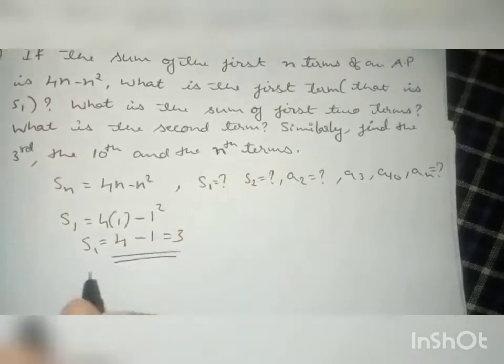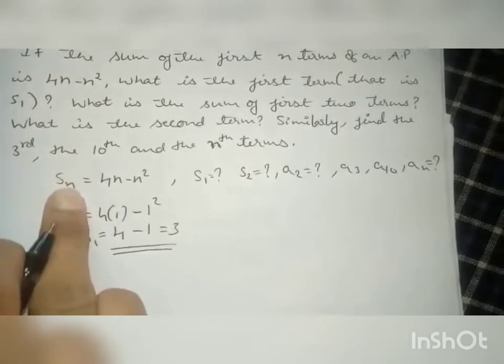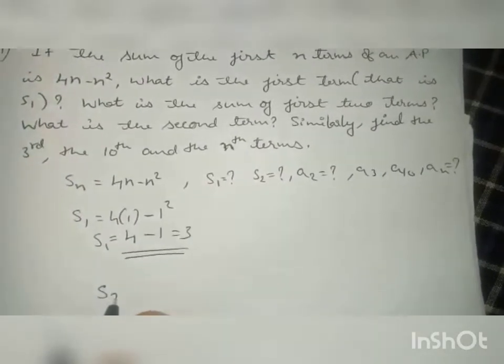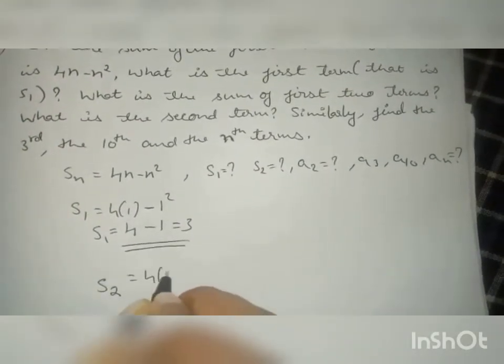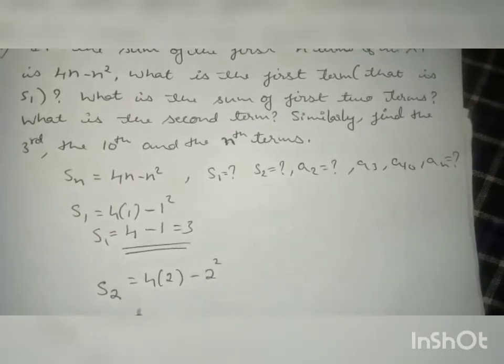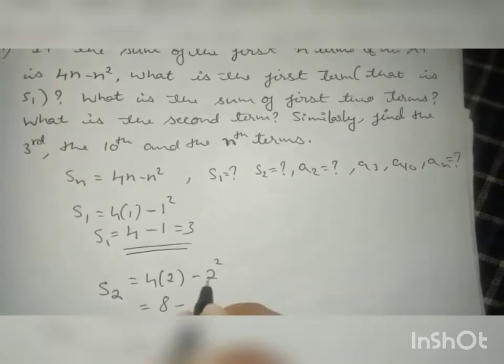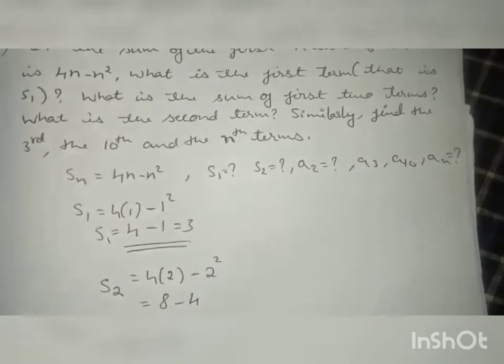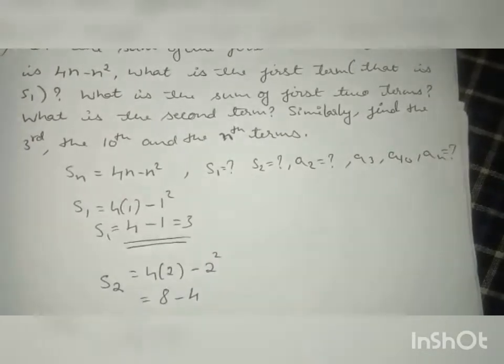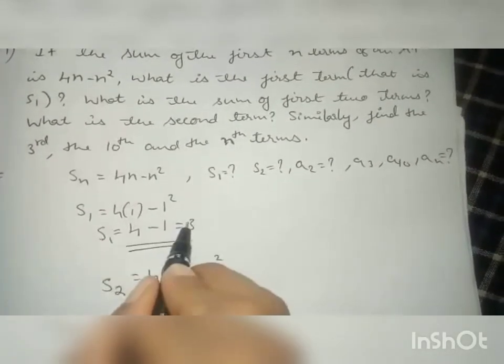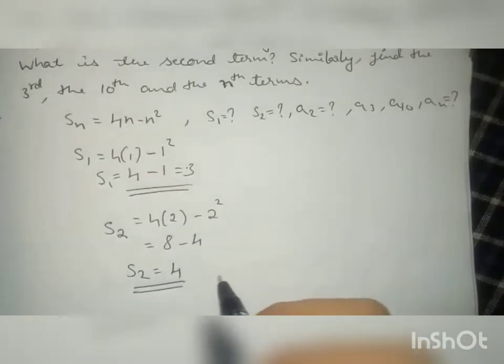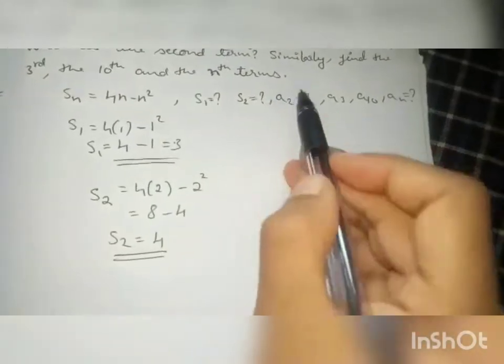Next, S2 you have to find. Same way, in the place of n you have to substitute 2. So S2 is equals to 4 into 2 minus 2 square. So what does it become? 4 twos are 8. 2 square is 4. So 8 minus 4 is 4. So you got S2. S1 is 3, S2 is 4.